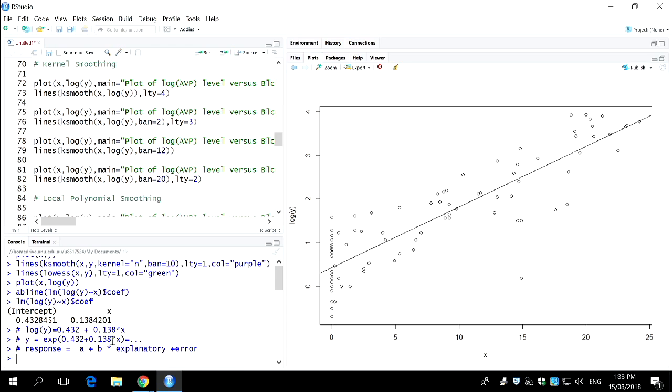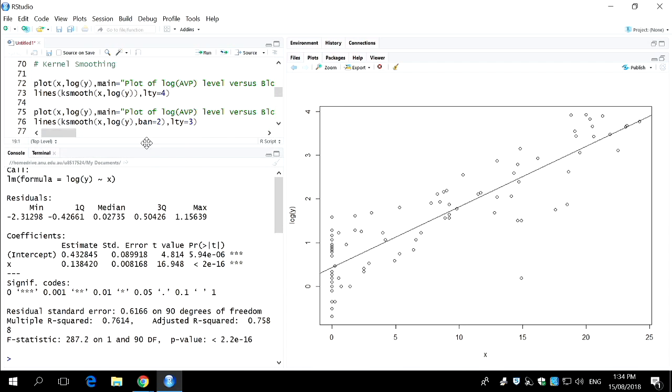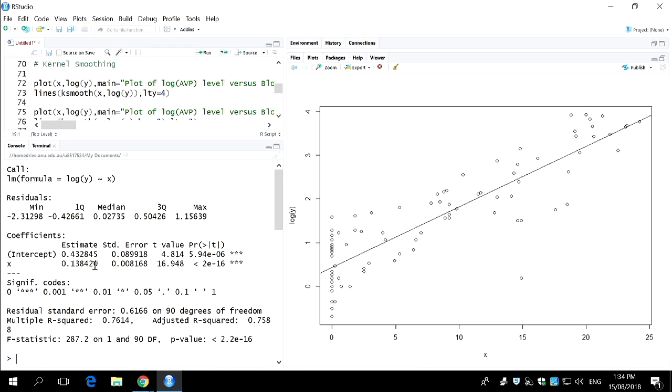If I look more carefully at this model, lm(log y ~ x), I can get more detail about that model in R by going summary of that model fit. Copy, paste, there we go. Okay, so you get a bit more information than you probably wanted. But see, there are your coefficients here, so 0.432, 0.138.